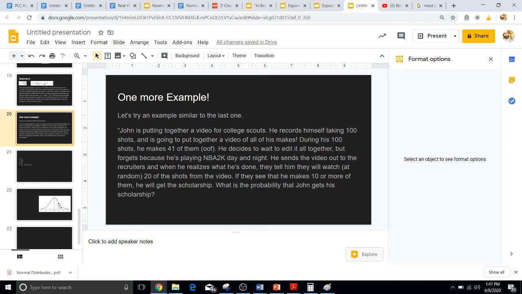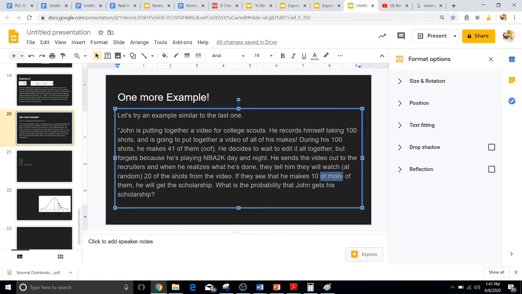They tell him they will watch at random 20 of the shots from the video. If they see that he makes 10 or more of them, he will get the scholarship. We know that "or more" means greater than, and greater than means we're traveling to the right, and if we are traveling to the right, we need to subtract 0.5.